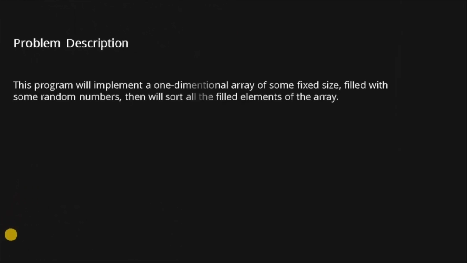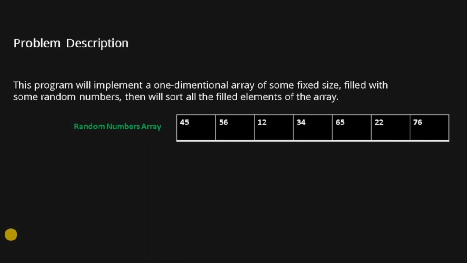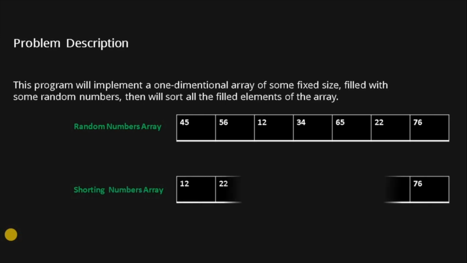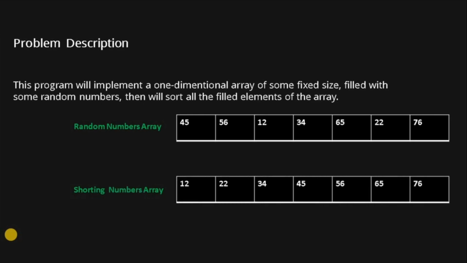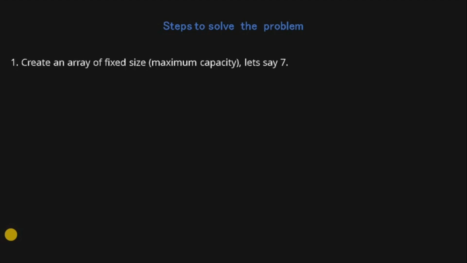First of all, let's discuss the problem. This program will be implemented on a one-dimensional array and we will sort it in ascending order. So if we take an array with random numbers like 45, 56 in a random order, we will sort them in ascending order like this: 12, 22, 34, 45. So how will we do that, right?